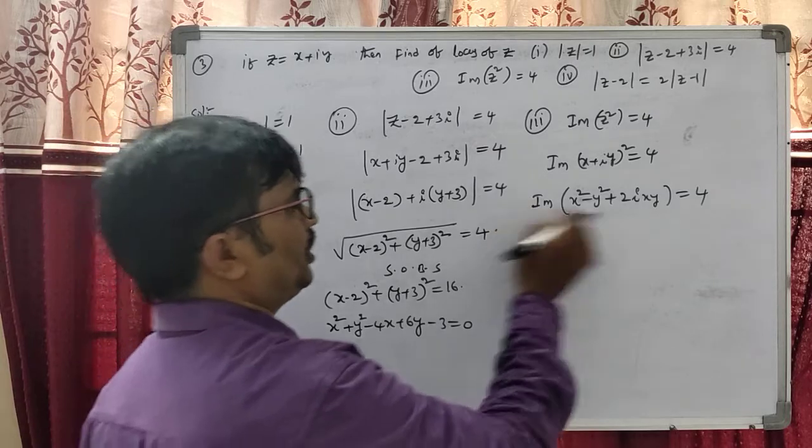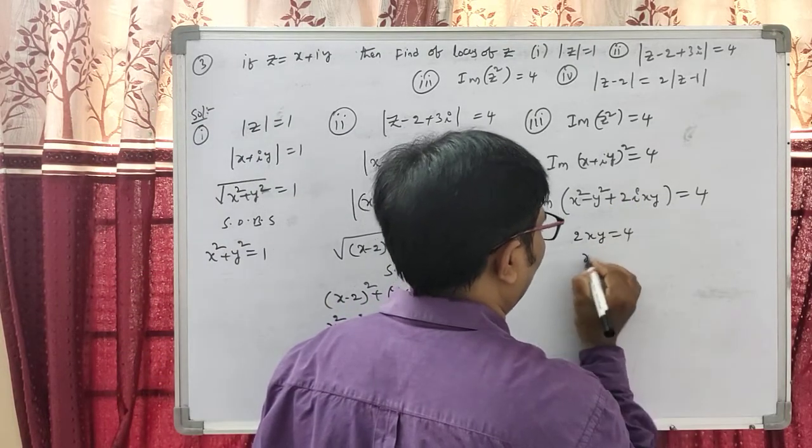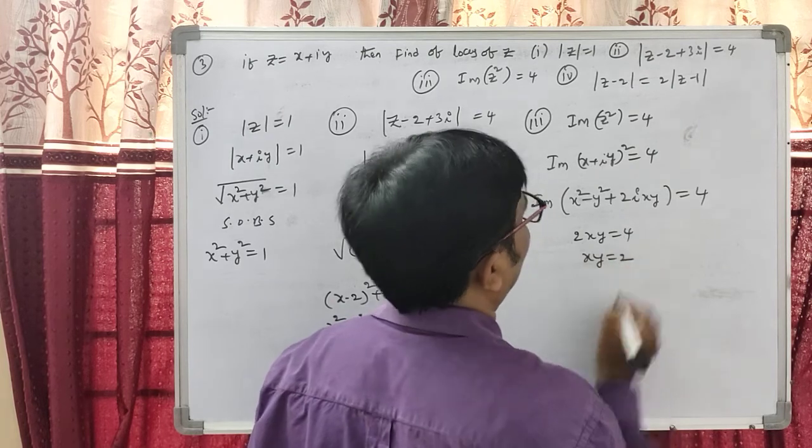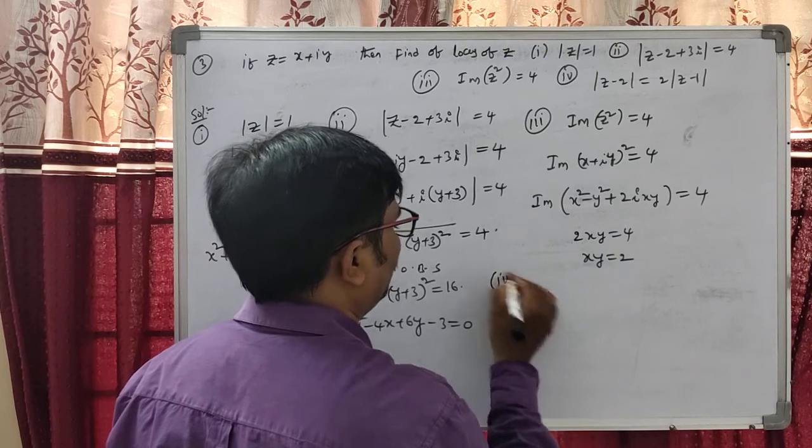The imaginary part here is 2xy equal to 4, so xy equal to 2. Okay students. Now question number 4.